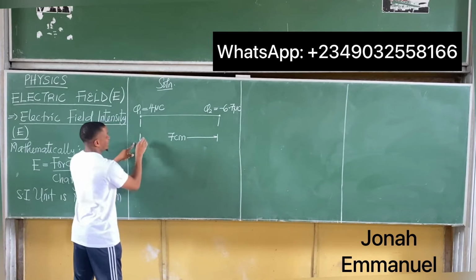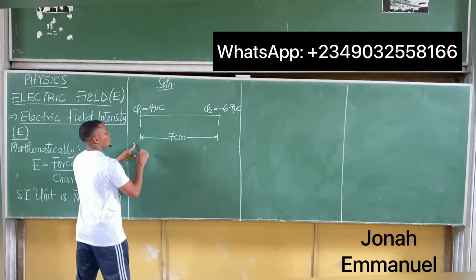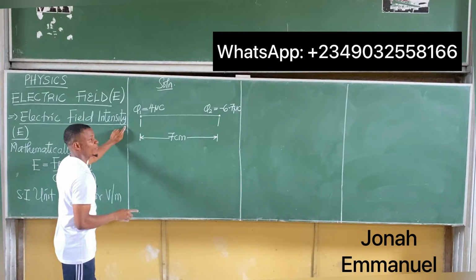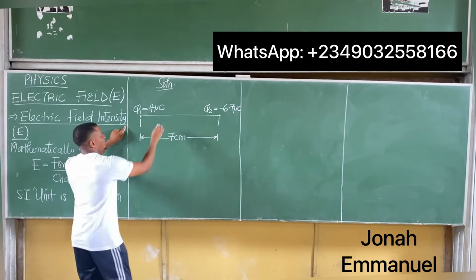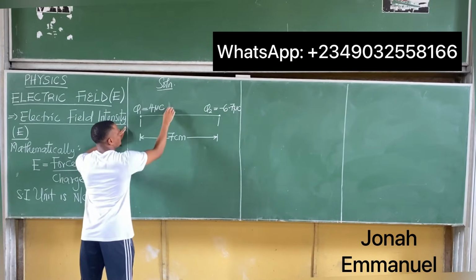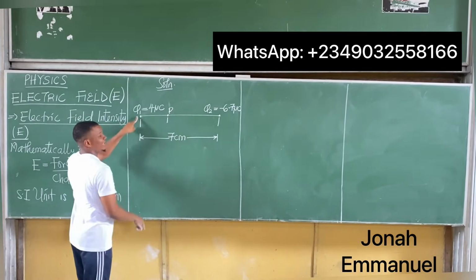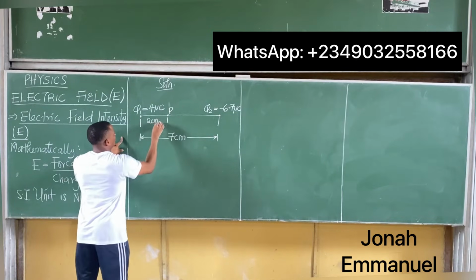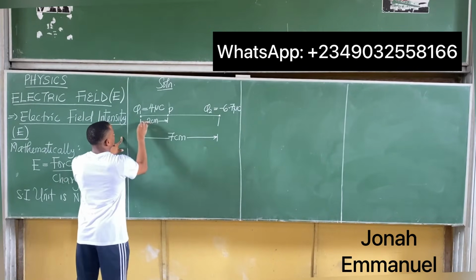They can call it electric field or perhaps electric field intensity at a point. What point? The point is P. So this becomes P here, such that P is 2 cm from the Q1 charge. So I'm having 2 cm from here to here.